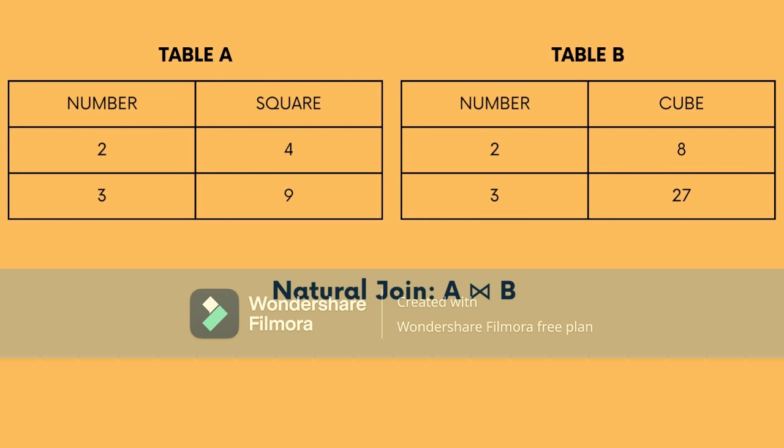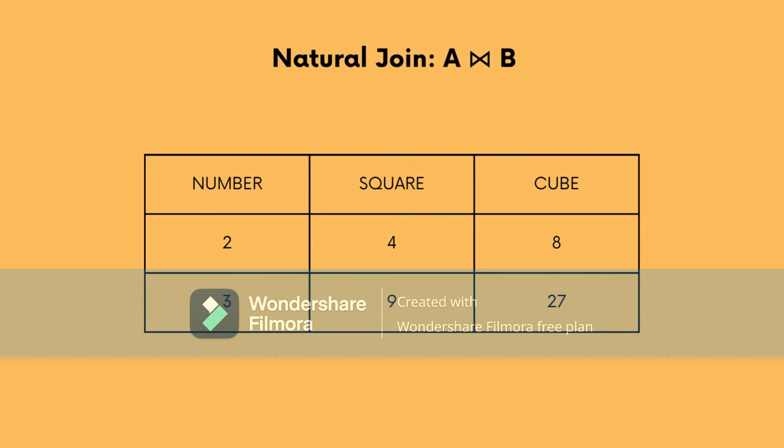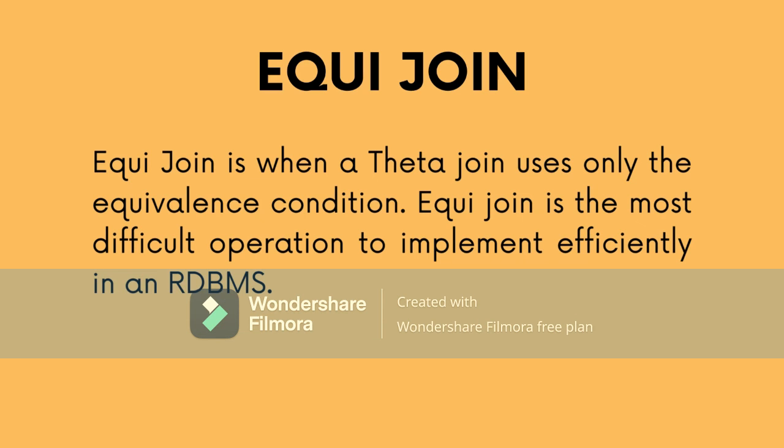Consider two tables A and B. Table A consists of columns number and the square of the number. Table B consists of columns number and the cube of the number. The common attribute is the column number. When natural join is applied, the resulting table has three columns: number, the square of the number, and the cube of the number. Note that the column number has only been written once.